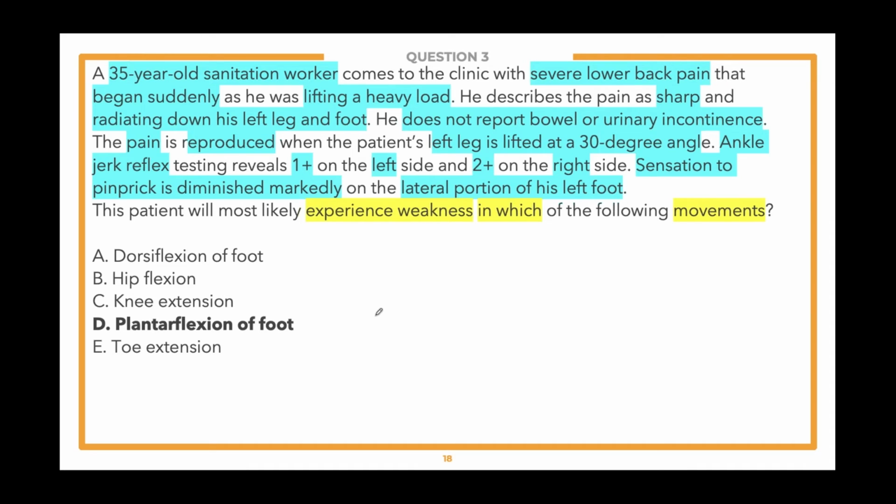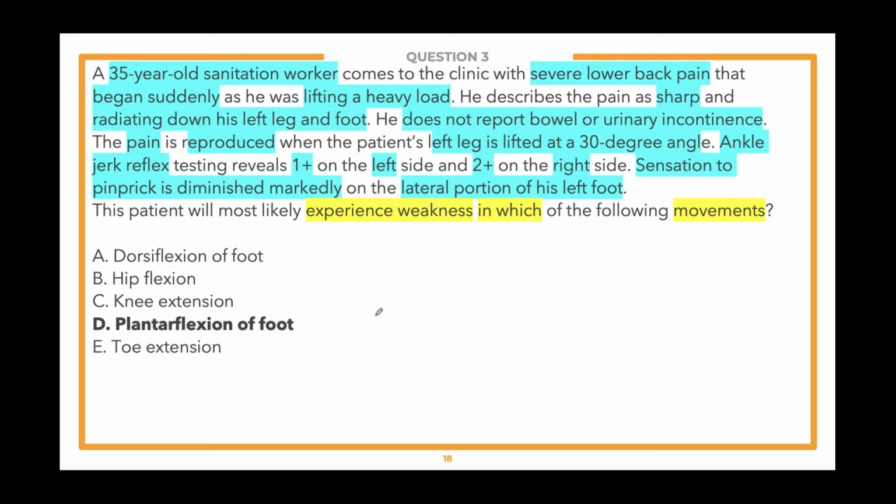So looking at the other answer choices, toe extension. Toe extension would be more with an L5 radiculopathy. Knee extension, like we said, would be more an L4 radiculopathy. Hip flexion, a little bit higher up than what we're dealing with in this case. And then lastly, dorsiflexion of the foot, like we talked about, that would be more of an L5 radiculopathy.